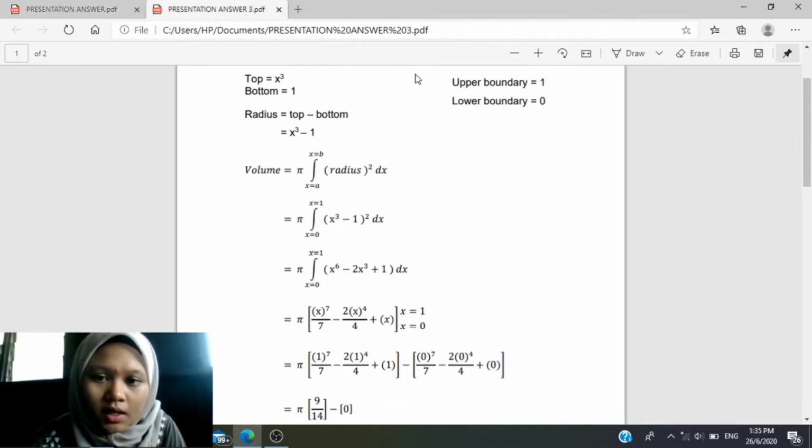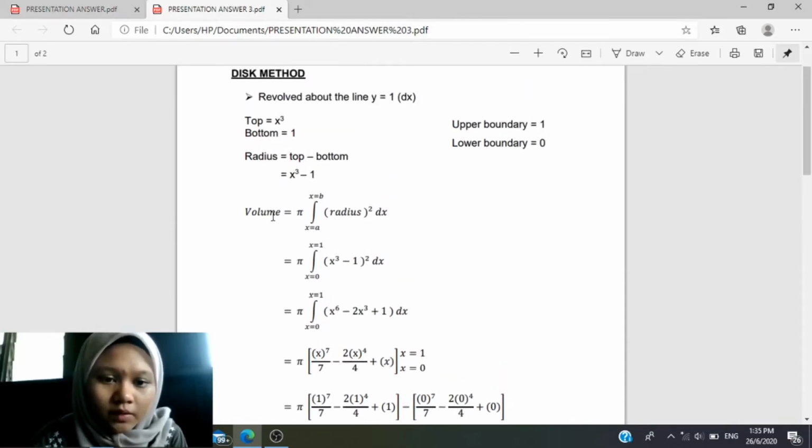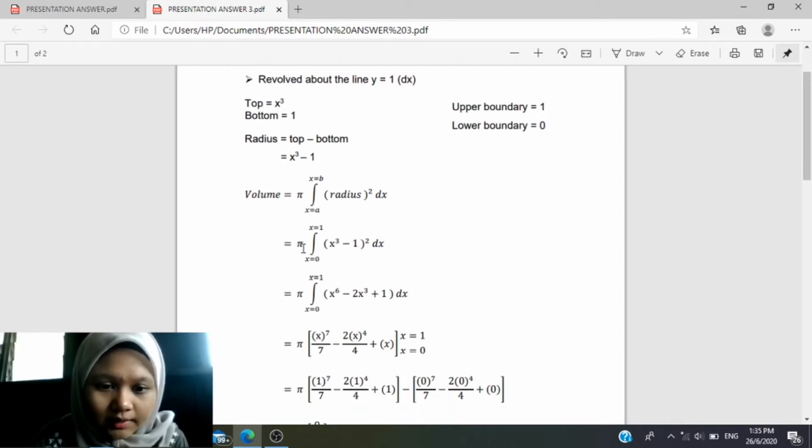And then after we have the information here, we need to know the formula of this method. This is the formula for the volume: pi, integral from x is equal to a to x is equal to b, of radius squared dx. So the lower boundary is x equal to 0 and the upper boundary is x equal to 1. This is replaced with our actual radius, x to the power of 3 minus 1, squared, dx.